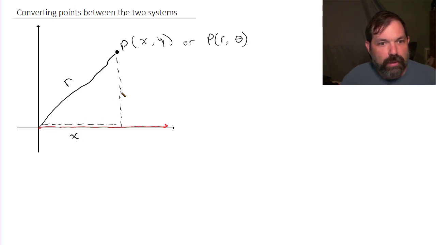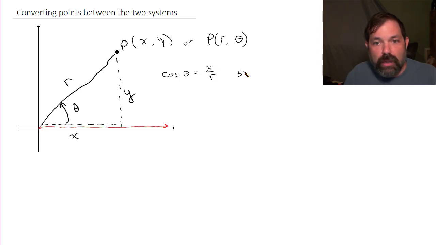Here's the x and the y. There's the theta. Well, now, this is just right triangle trigonometry, isn't it? We know that the cosine of theta is x over r. We know that the sine of theta is y over r. So that tells me, if I multiply through the first equation by r, then x is equal to r cosine theta, and y is equal to r sine theta.